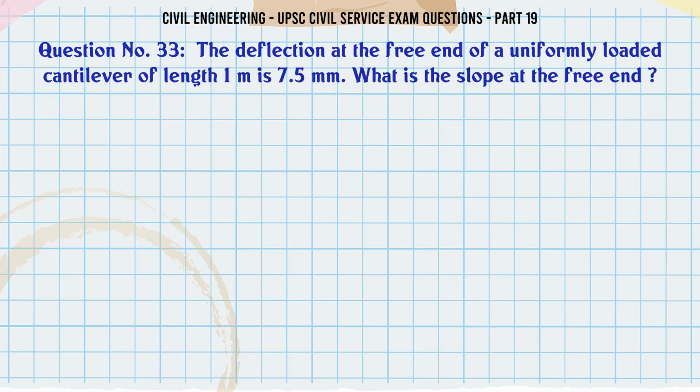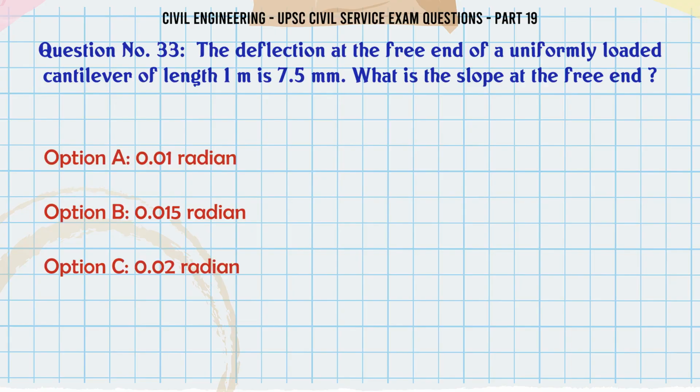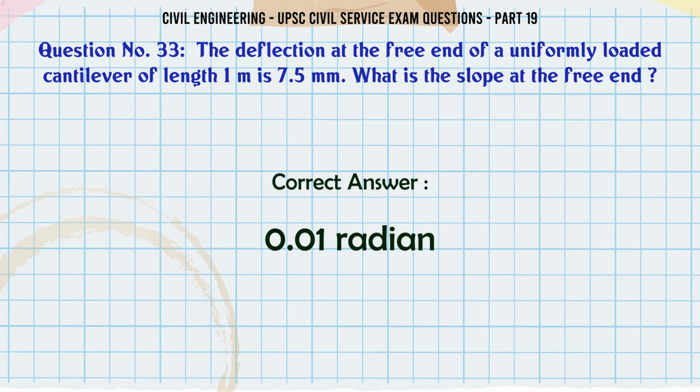The deflection at the free end of a uniformly loaded cantilever of length 1 m is 7.5 mm. What is the slope at the free end? A. 0.01 radian, B. 0.015 radian, C. 0.02 radian, D. 0.025 radian. The correct answer is 0.01 radian.